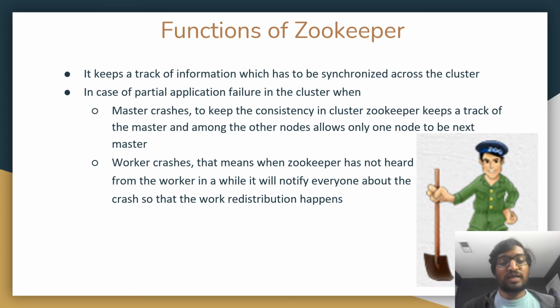And when the worker crashes, what it basically means is that the Zookeeper is not hearing anything from that worker in a while, and so it notifies everyone, like every other node, about the crash, so that work redistribution happens smoothly in the cluster.